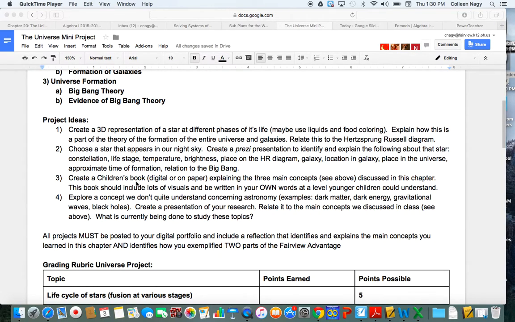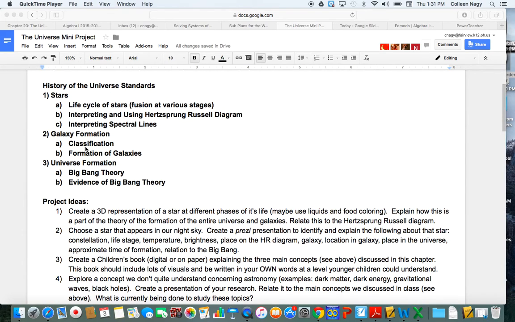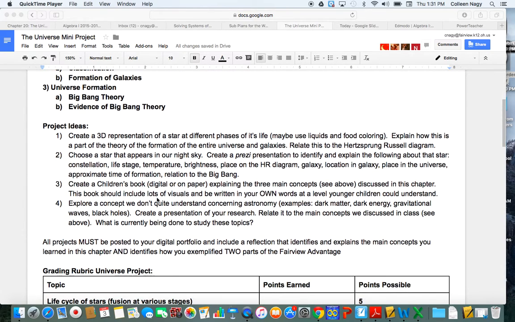Your third choice is to make a children's book. I'd prefer it on paper. You can do it digitally if you need to, explaining the three concepts. The three concepts being stars, galaxies, and the universe. The big thing here is make sure there's lots of visuals and it's written in your own words but at a younger level so that little kids can understand it.